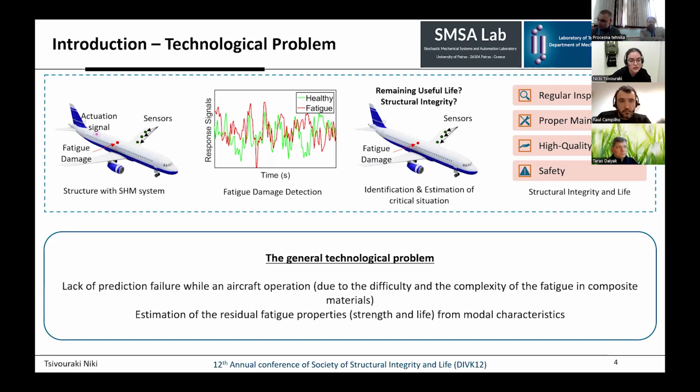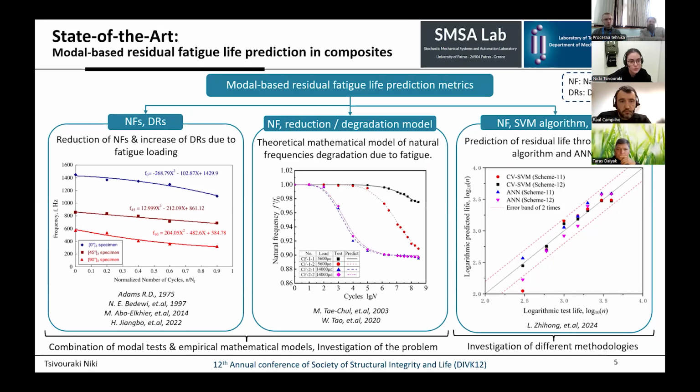The general technological problem is the lack of failure prediction during aircraft operation, due to the difficulty and complexity of fatigue in composite materials and the estimation of the residual fatigue properties from model characteristics. It is very important to be clear what is missing from the existing bibliography.